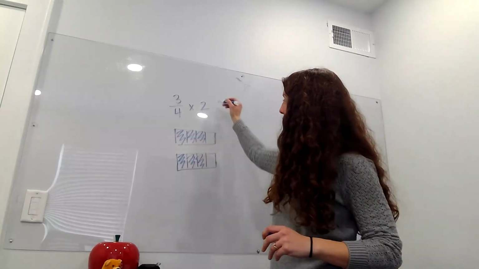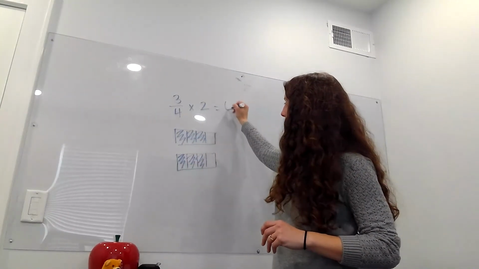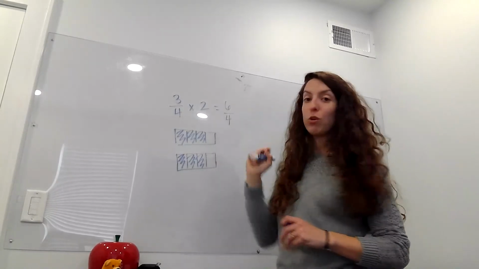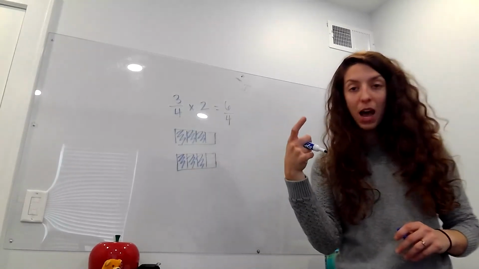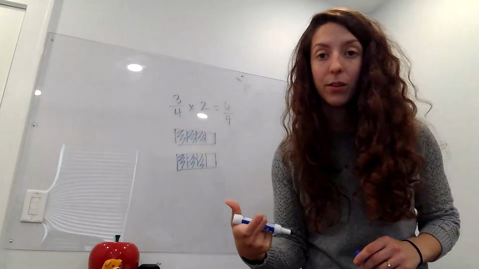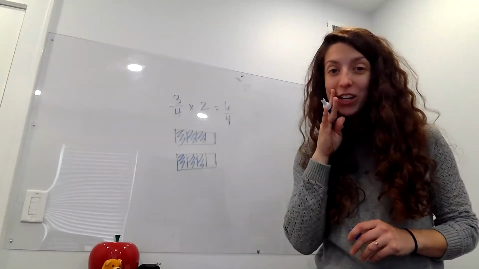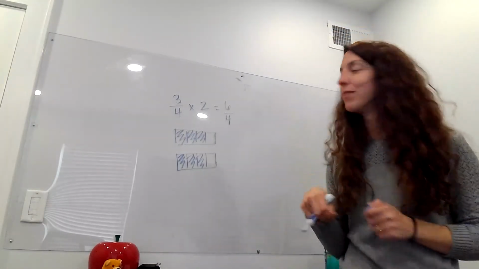4, 5, 6. So 3/4 times 2 would be 6/4. You know what the name of that fraction is. When the number on top is larger, when the numerator is greater than the denominator, it's called an improper fraction. I know you know that because I just told you.